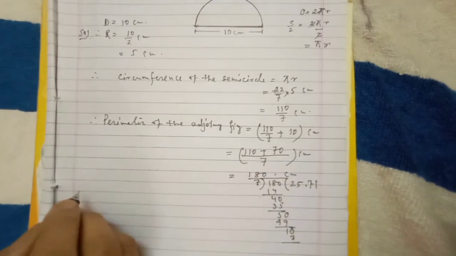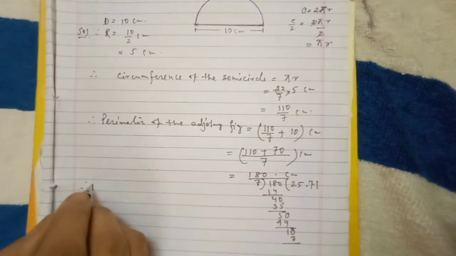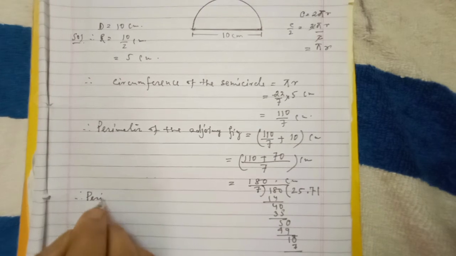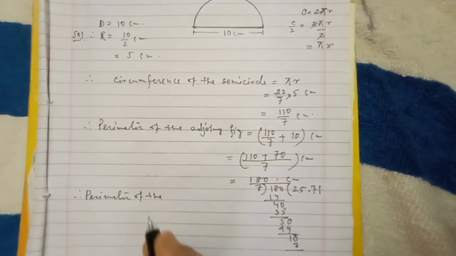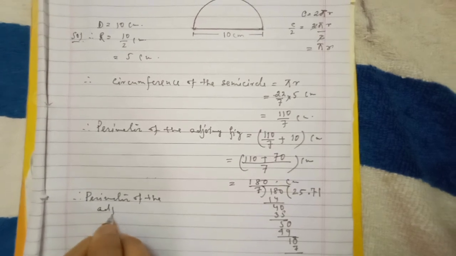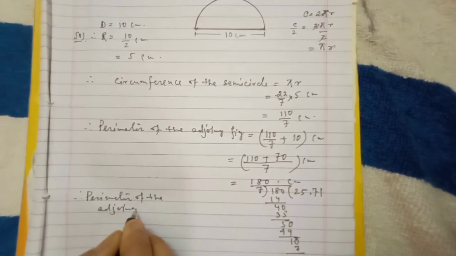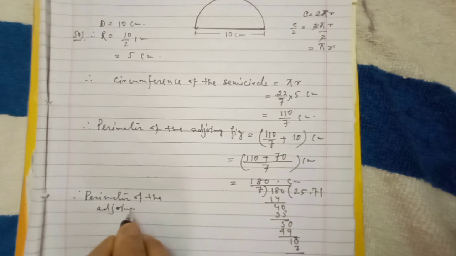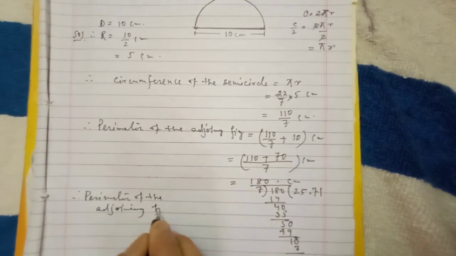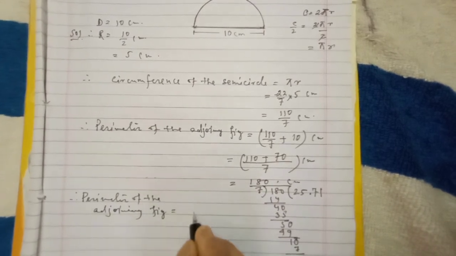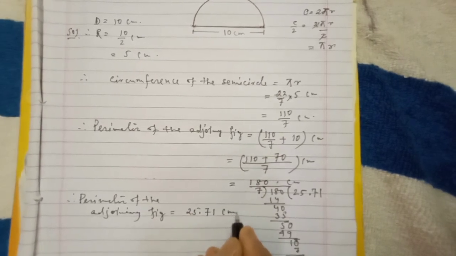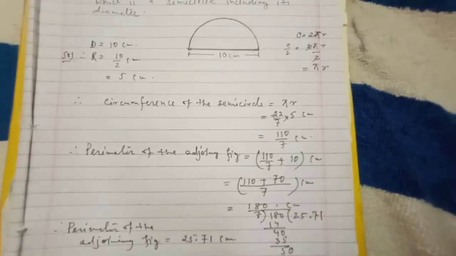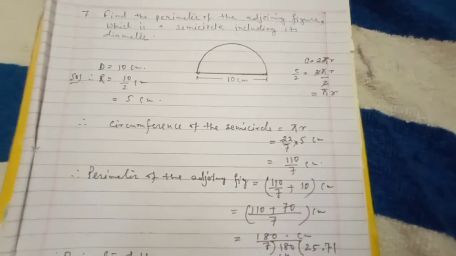Now the required perimeter of the adjoining figure is equal to 25.71 centimeter. Understood? I hope these three sums, whatever we have explained here, are clear for you.